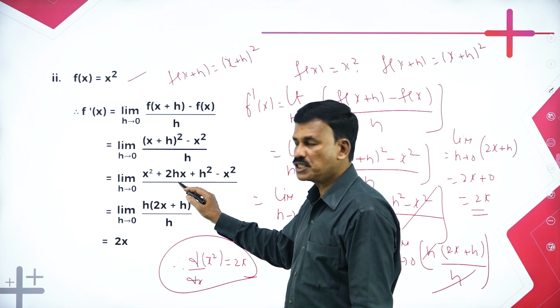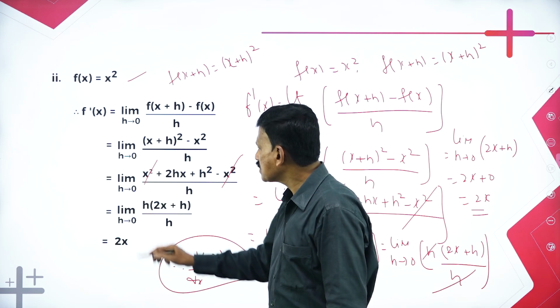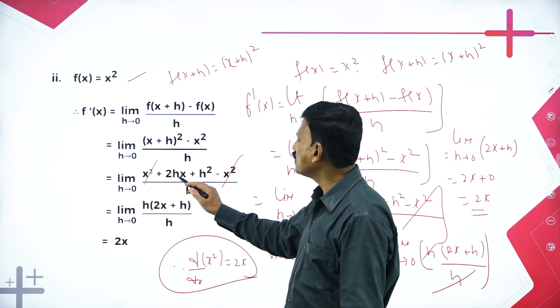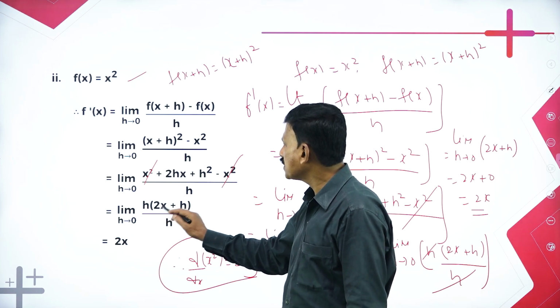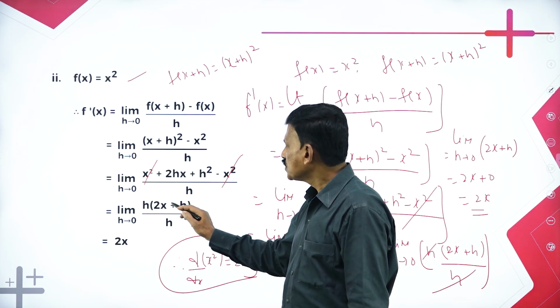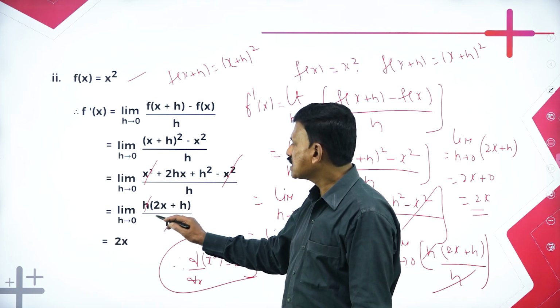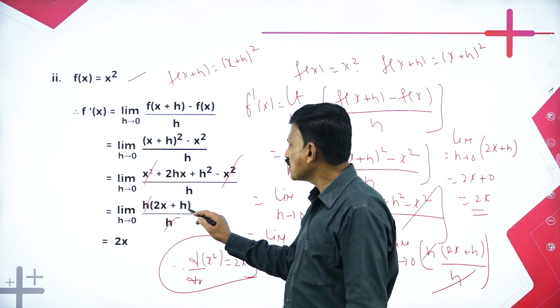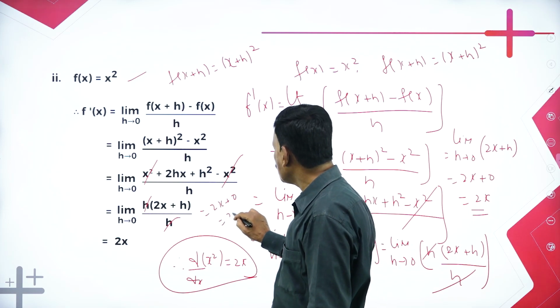a square plus 2ab plus b square, minus x square plus x square gets cancelled. What is left in the numerator is 2hx plus h square. You can take h as a common factor, 2x plus h. So this h and h gets cancelled. Apply the limit. If we put h is equal to 0, then this becomes 2x plus 0, which is equal to 2x.